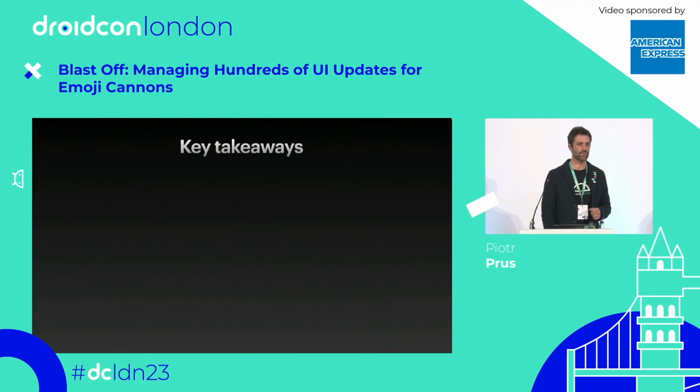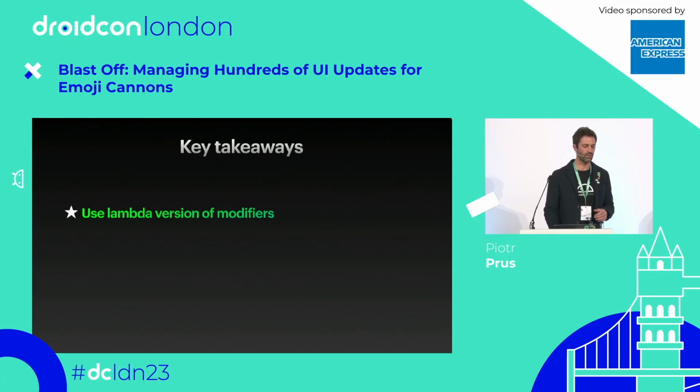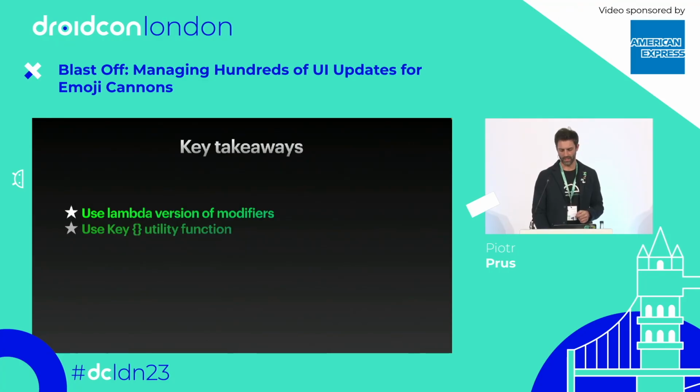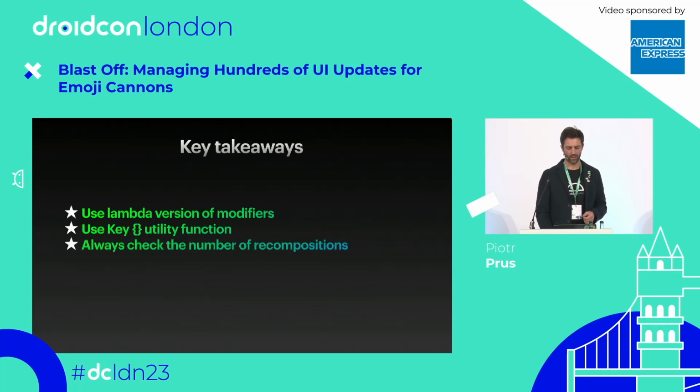So the key takeaways from this talk: use the Lambda version of modifiers when you have frequent changes of parameters. Use the key utility function when you do not want a child to be recomposed when something changes. Always check the number of recompositions. Those 280 were quite big. And remove the object from the state when it's no longer visible, because you do not want to have those ghost emojis there.